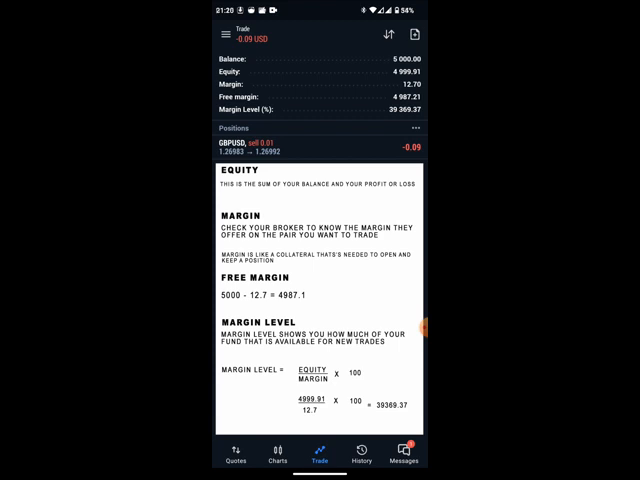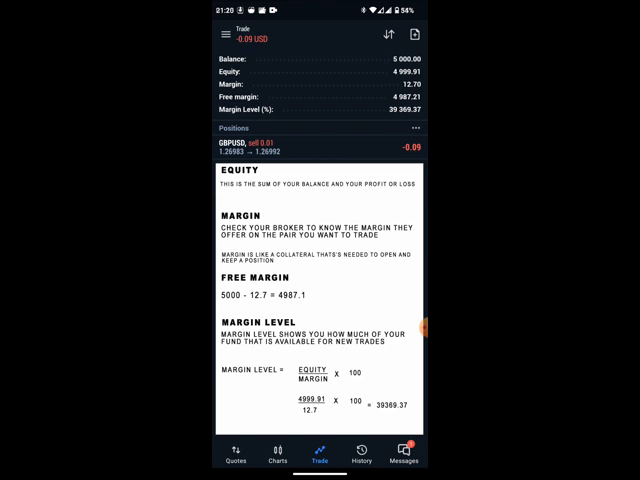Where most people get confused is, if you have a profit, definitely you're going to add it to your balance, right? That's just it. You're adding whatever you are either making or losing to your balance. If it's a negative number, you just add it.